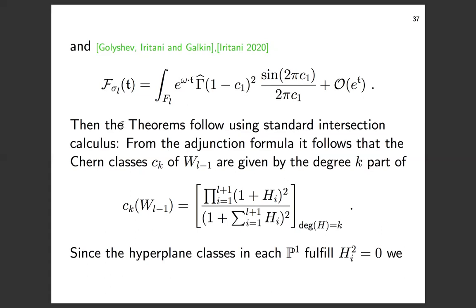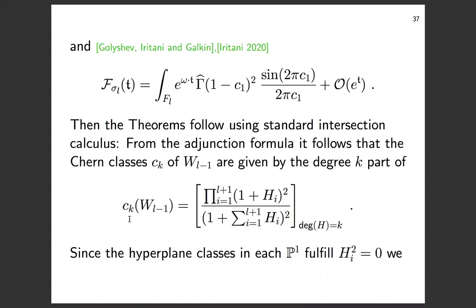But anyway, then you just do standard intersection calculus. You basically calculate the Chern classes because you need the Chern classes in order to calculate the gamma class. The Chern classes are just calculated by the adjunction formulas. Remember that you have L plus one P1s. Then in the ambient space, the generating function of the Chern classes is given by this function, and for the degree two hypersurfaces, they have these normal bundles, and you take the Chern class by formally taking the expansion and taking the degree k, which gives you the k-th Chern class.